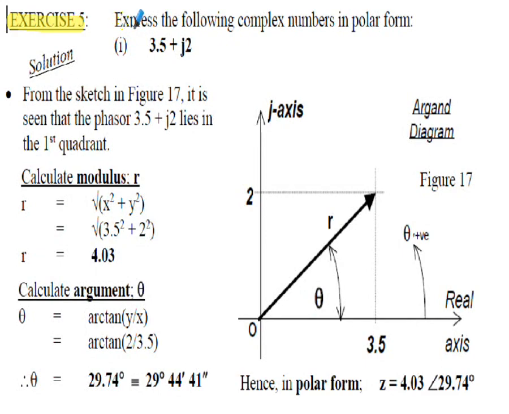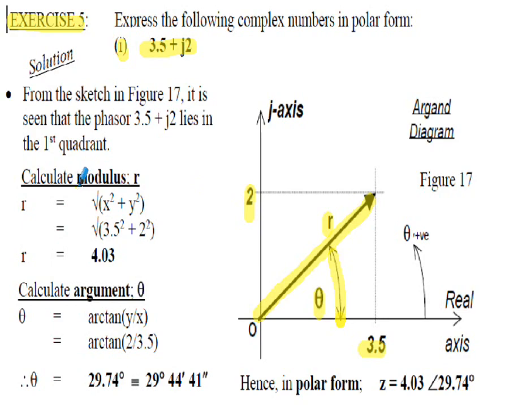Exercise 5 solutions. We were given in part 1 the complex number 3.5 plus j2 in Cartesian form. I've sketched the complex number on the Argand diagram. We get 3.5 on the real axis and 2 on the imaginary axis, so our phasor for the complex number resides in the first quadrant. We've got to calculate the modulus r and the argument theta. Don't forget we measure positive thetas from the real axis in an anti-clockwise direction.